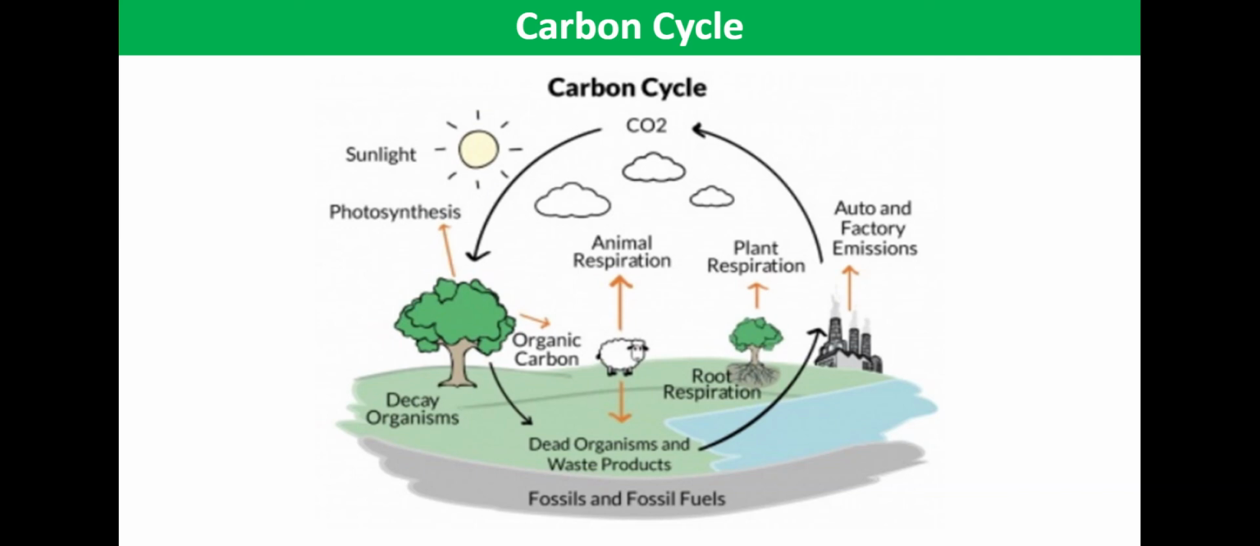You've also got decomposition being shown. So dead organisms and waste products are labelled, as well as combustion, as we've got the factory emissions, which release carbon dioxide back into the atmosphere as well. So you need to be familiar with these key processes within the carbon cycle.